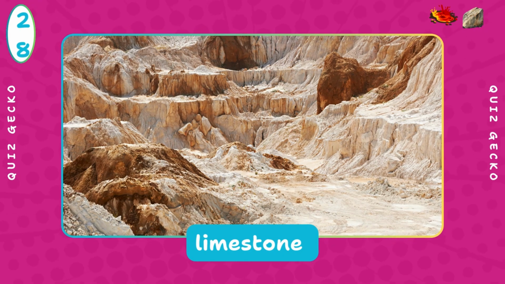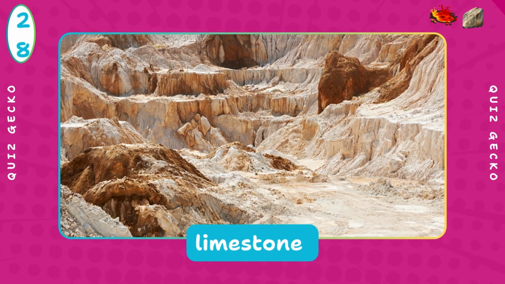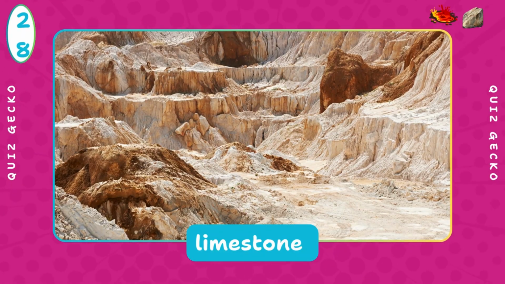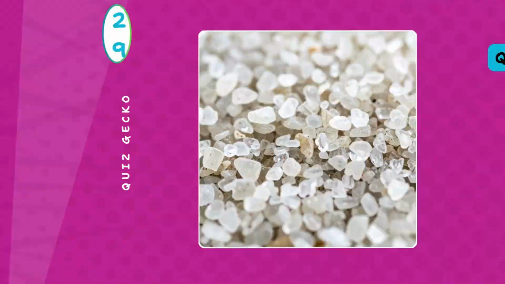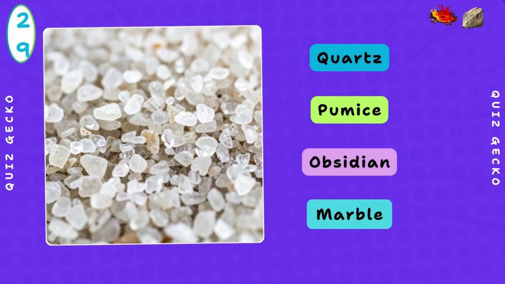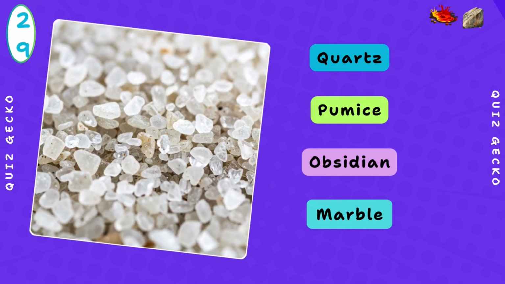Limestone is used as building blocks in crushed stone, but mainly as the key ingredient in cement for making concrete, used in roads, bridges, and buildings. What is the primary component of sandstone? Quartz, pumice, obsidian, marble.